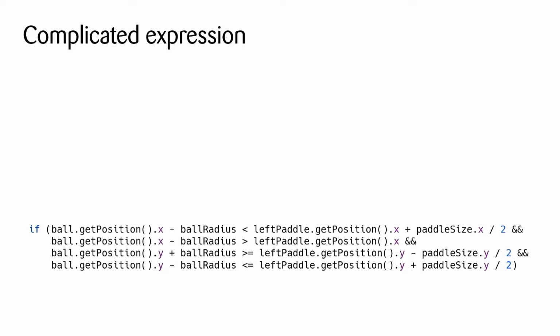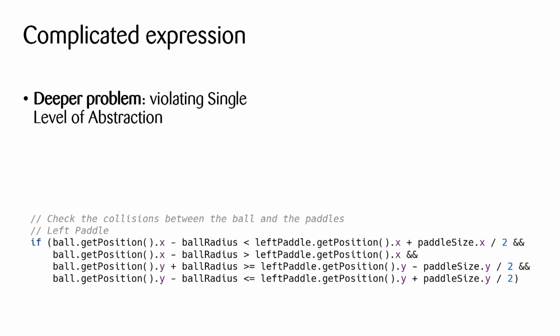Yeah, something inside bounds, right? So there is a helping comment above this thing. We check the collision between the ball and the pedals. So in this case, the left pedal.